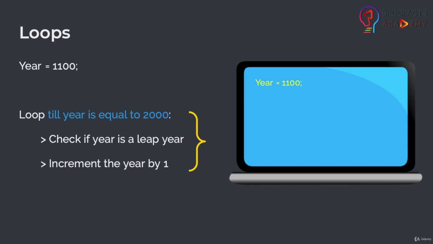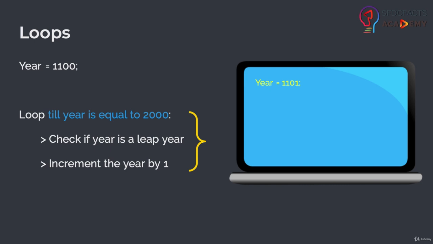So now the year has become 1101, and then this loop executes once again. You will again check if this year is a leap year or not, and then you again increment the value by 1. So this will keep on going until your year value becomes 2000. This way you will execute the same piece of code 900 times with the help of loops.